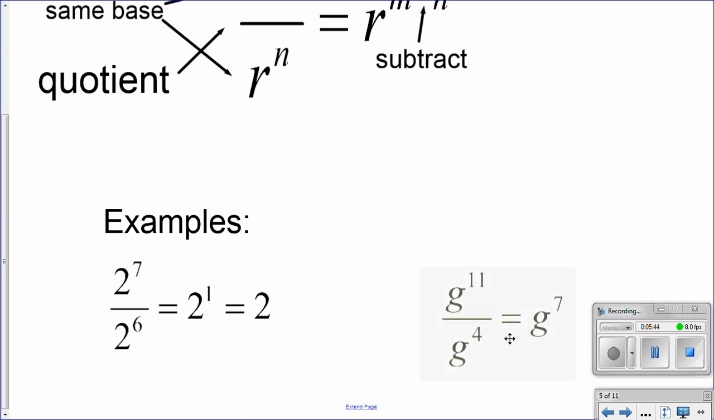Another example, here's one with variables where you can't just do it in the calculator. We have g to the 11th over g to the 4th. 11 minus 4 gives you 7.